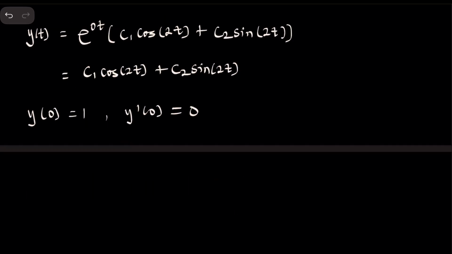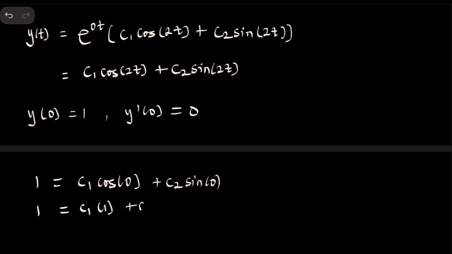Let's compute the particular solution. So we are going to substitute in the initial conditions. With the first initial condition, we have y of 0 is equal to 1. Thus we are going to have 1 is equal to c1 cosine of 0 plus c2 sine of 0. This simplifies to 1 is equal to c1 multiplying 1 plus c2 times 0. And so we have c1 to be equal to 1.